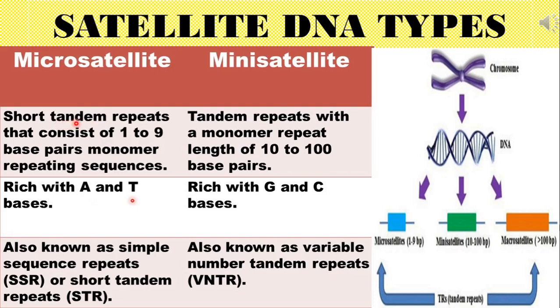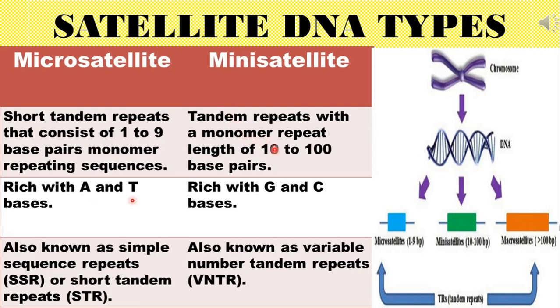So it gets repeated one after another continuously. When it is continuous, we use the word tandem. Short tandem repeats consist of 1 to 9 base pairs. It may be one pair, like AT, AT, AT, AT, or maybe ATGC, again ATGC, or it may extend up to 9 base pairs. If it is so, then we refer to that fragment of DNA as microsatellite.